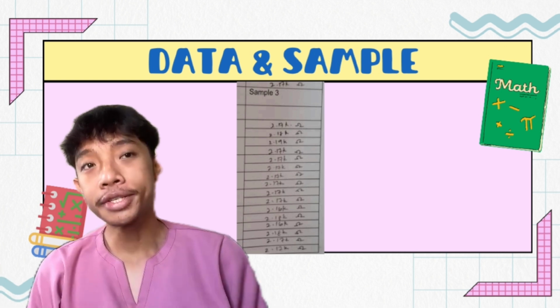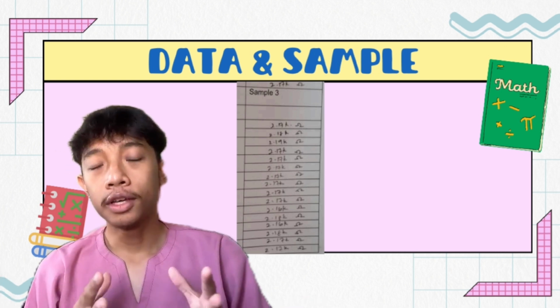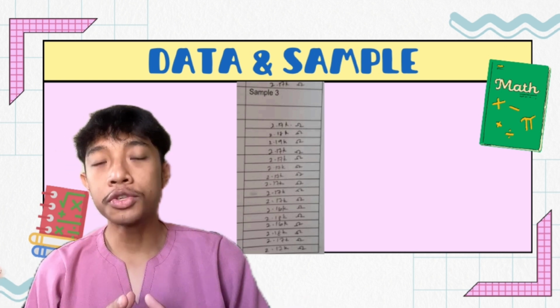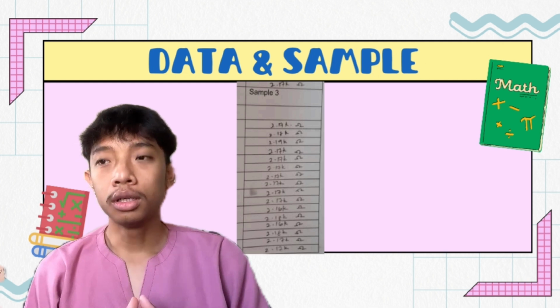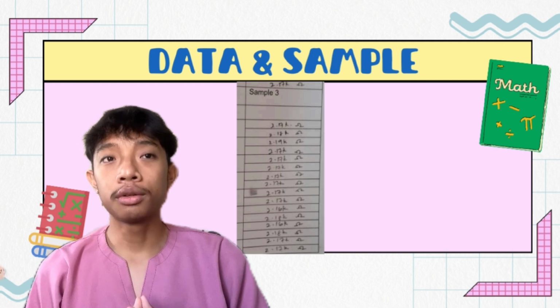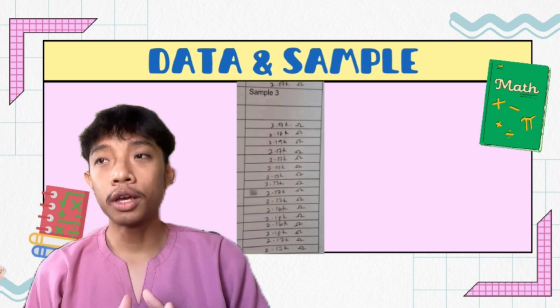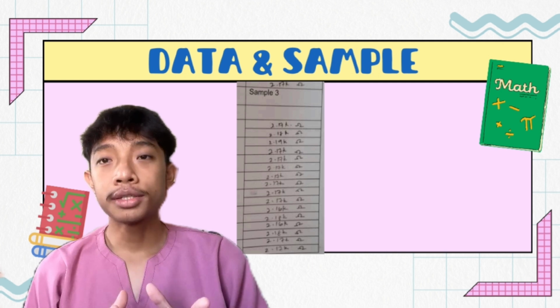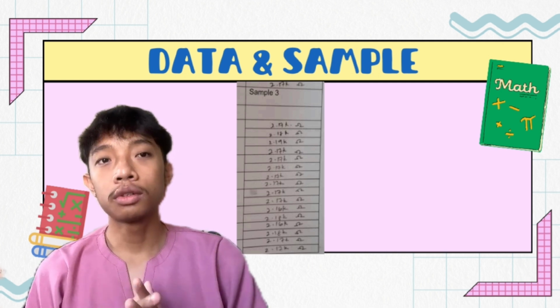Okay, last but not least, this is our data sample that we took from DFV 030143 Measurement and Instrumentation. We took sample 3 for this assignment 1.